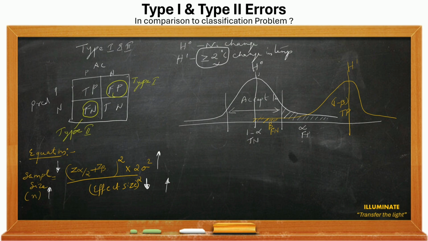But if you increase this effect, say I want to detect only a 5 degree or 10 degrees Celsius change, a very great change, that means you need a very small sample for detecting that. If that kind of dominant effect is already present in the data, then you have to take a very small sample to confirm that, right? So that is how this equation plays a role.